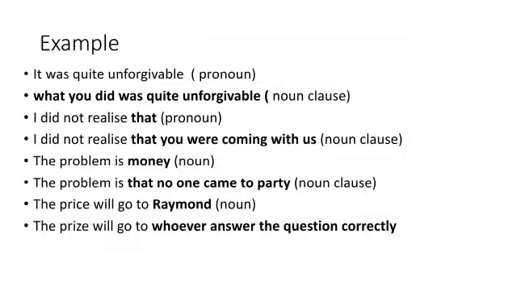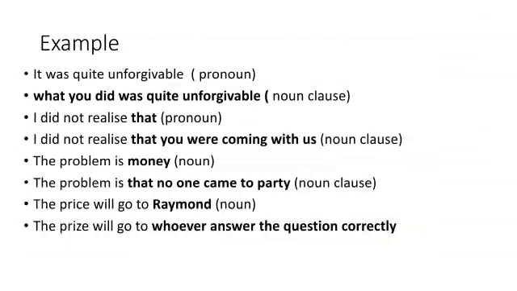Okay, let's see with examples how these noun clauses work. Your noun clause may have a pronoun or a noun in it. In both cases, when a pronoun or a noun itself is there, it will be a noun clause. So: What you did was quite unforgivable. Here, what you did acts as a pronoun, and the whole is quite unforgivable.